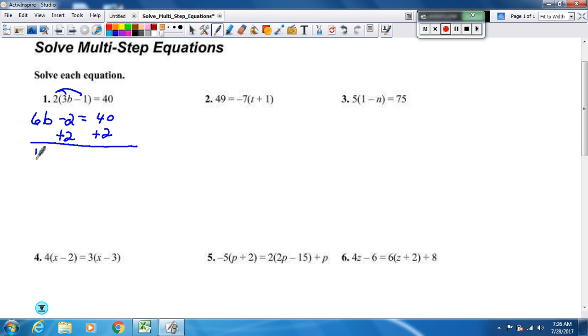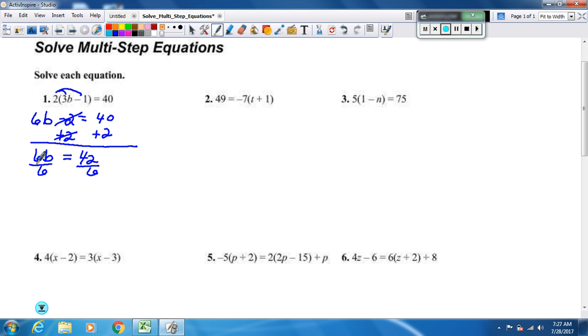The 6b, you haven't dealt with that yet. You just bring it down. Opposites cancel because 2 take away 2 is 0. Bring down the equal sign. 40 plus 2 is 42. Now anytime you have a letter and a number, anytime you have two things stuck together, it's being multiplied. So the opposite of multiplying is dividing. So this is 6 times b. I'm going to divide by everything that is stuck to my letter. Don't change the sign, just divide by everything.